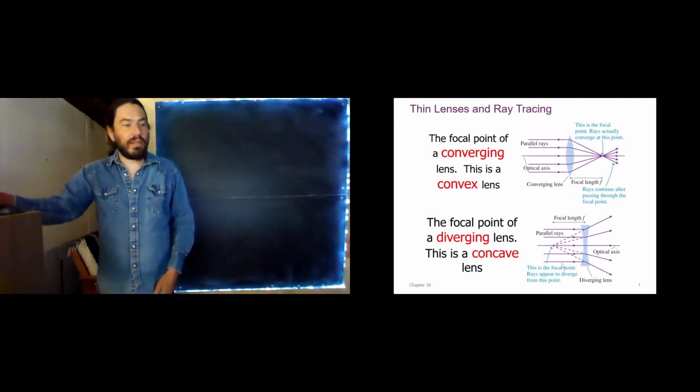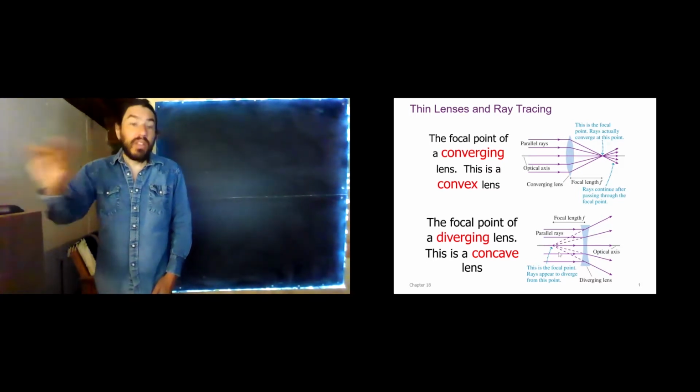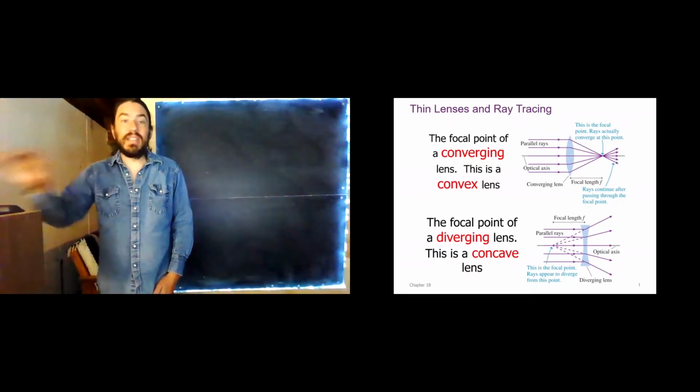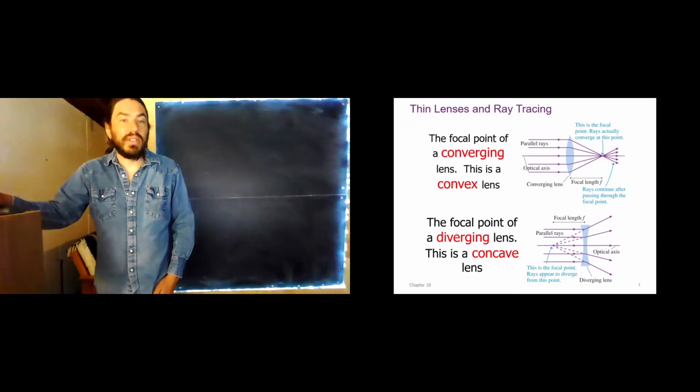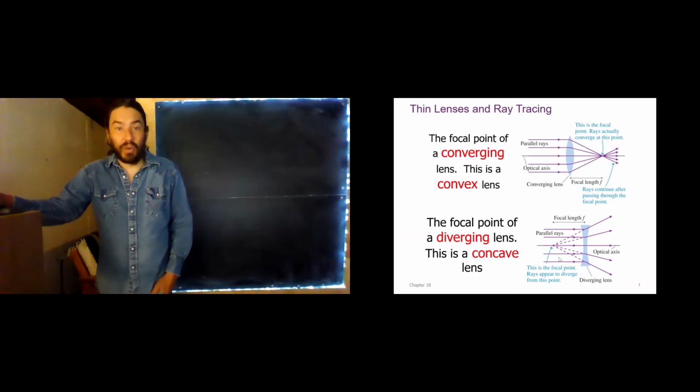If we send parallel rays into a diverging lens, they will diverge or spread out. They will appear to come from some point right here. That's what we call the focal point. So the focal point of a diverging lens is the point the light appears to come from once a parallel set of rays diverge passing through the lens.